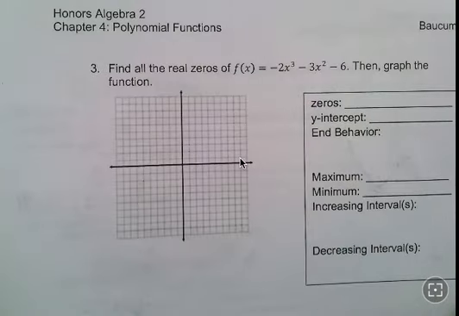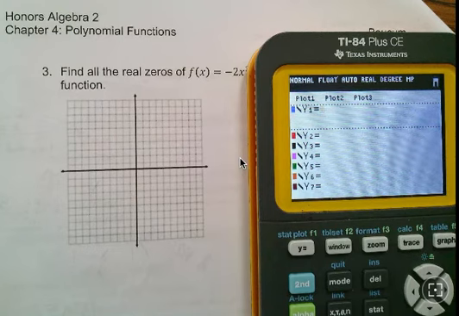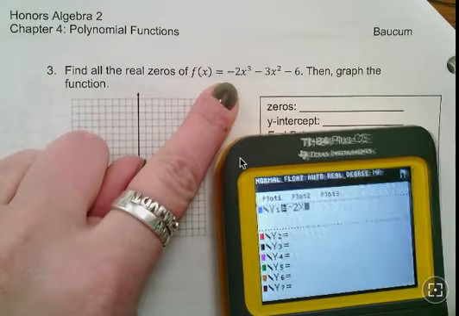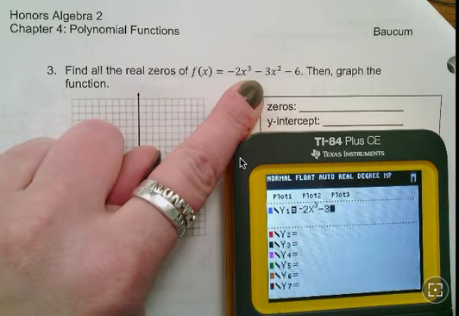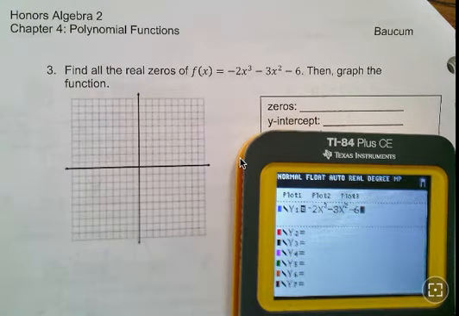Alright, so what we're going to do here is the same thing that we just did, which is pretty great. So go to your graphing calculator, click y equals, and then plug in negative 2x to the third minus 3x squared minus 6, and then look at the graph.